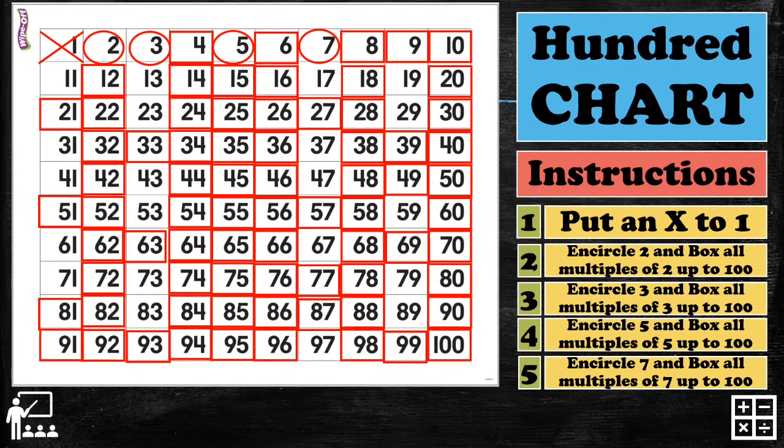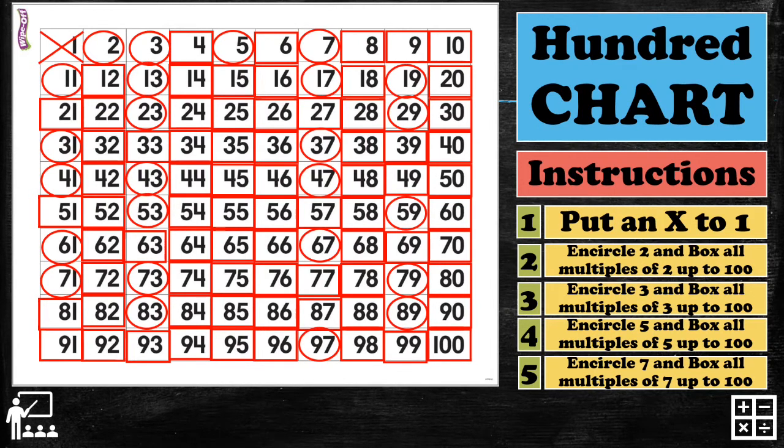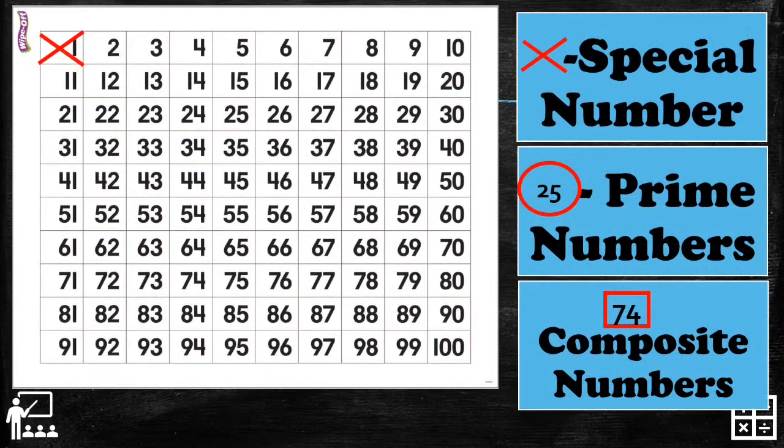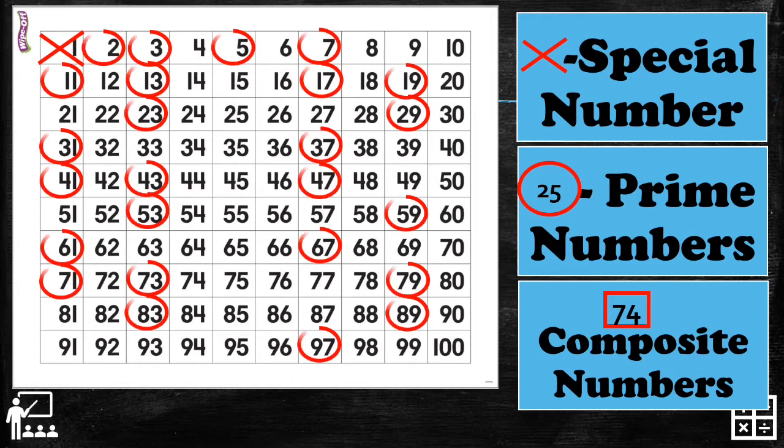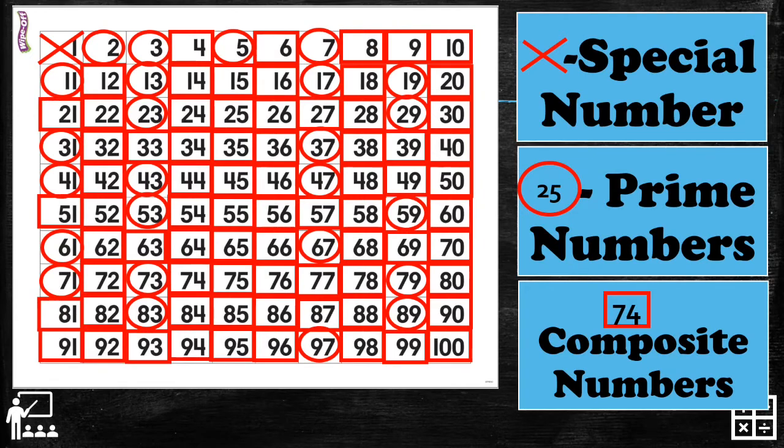So we're done with all the steps, but as you can see, there are numbers that still don't have an X, a circle, or a box. These remaining numbers, we're just going to encircle. So let's summarize the chart. X is what you call the special number. Circle is called the prime numbers. And a box is the composite numbers.